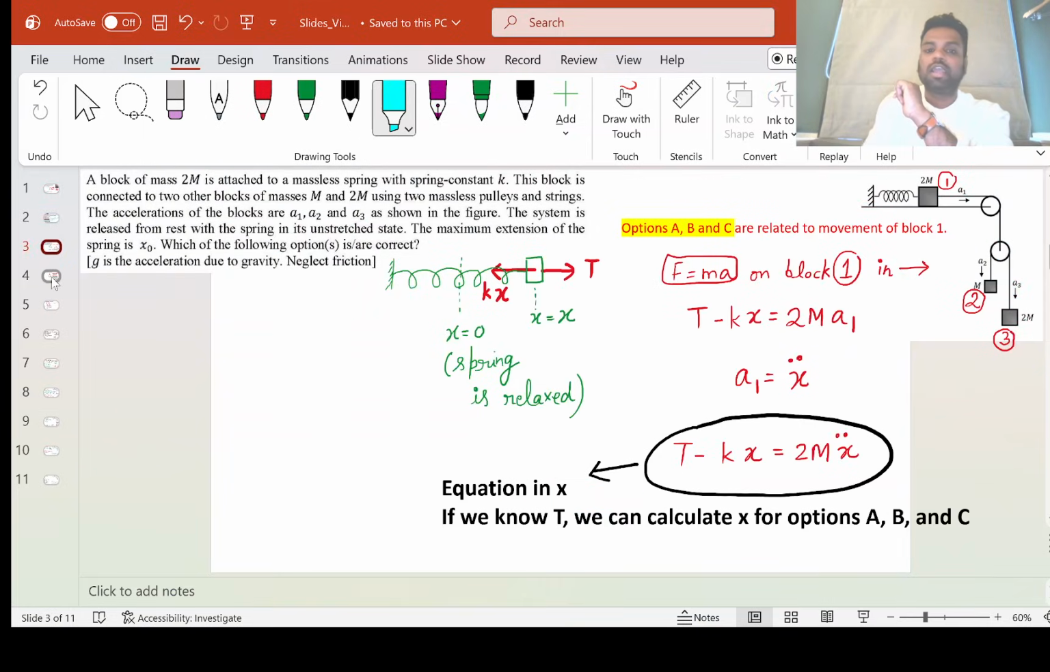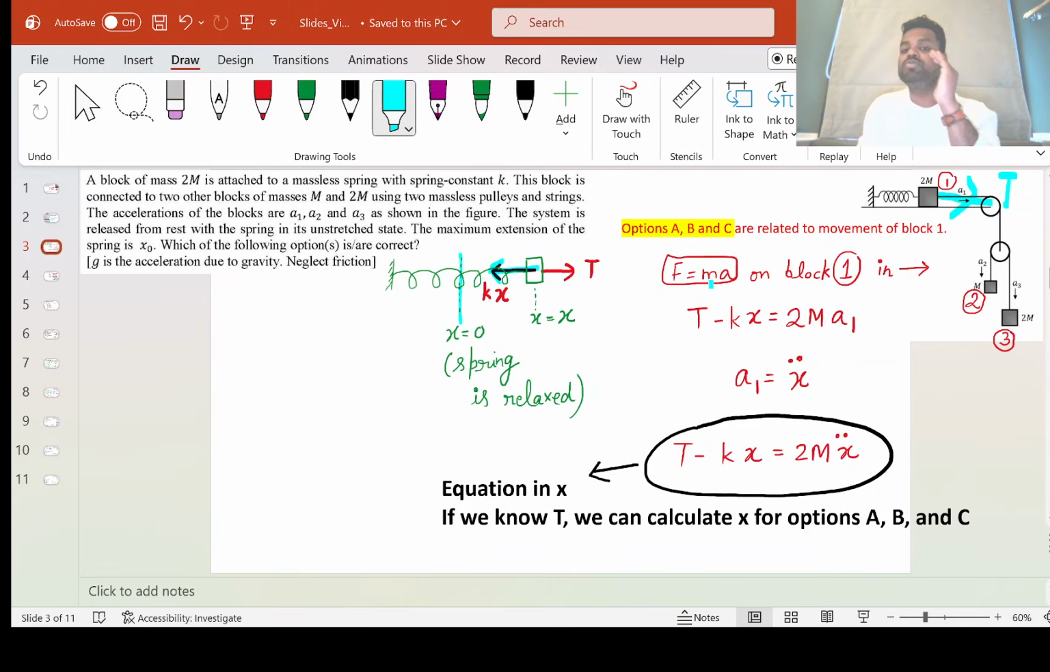Now, let us start with options A, B and C. Because they are about movement of block 1, we are going to find the equation of motion of block 1, right? So at x equal to 0, the spring is relaxed. Let's say at position x, the block is at position x, right? So the spring will be stretched by x and it will be pulling the block backward to the left. Why is the block moving the other way? Because this rope here has a tension force T, right? So T is pulling the block to the right.